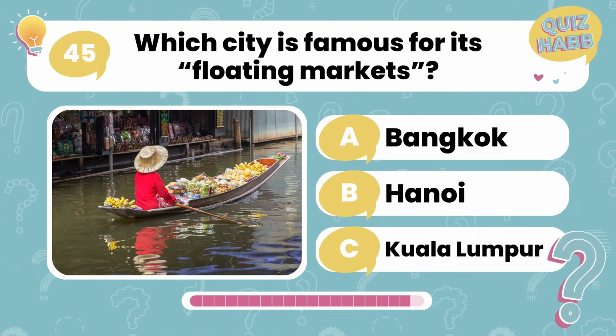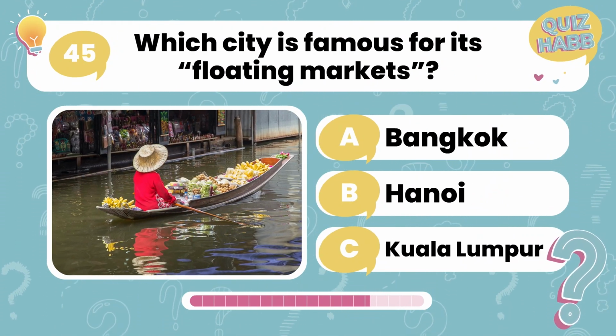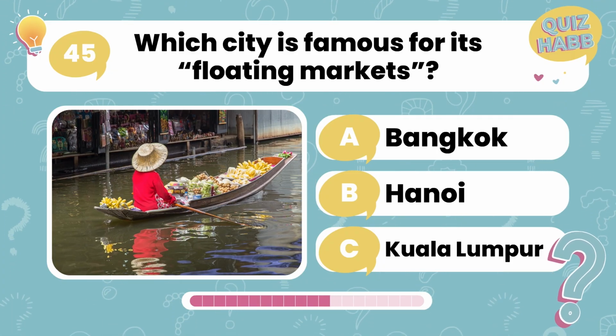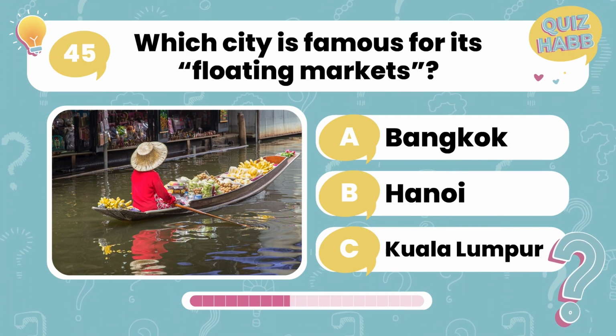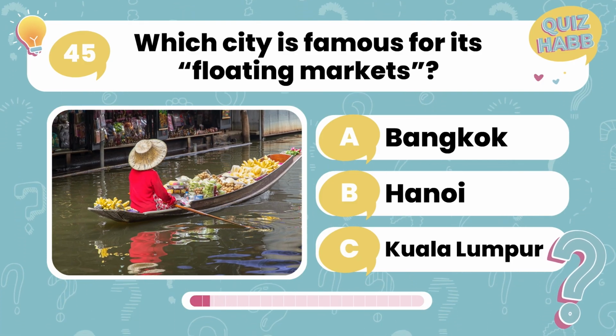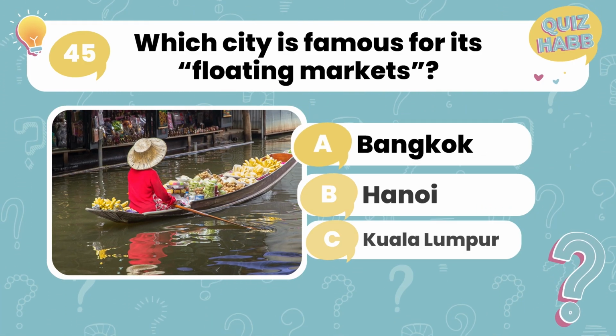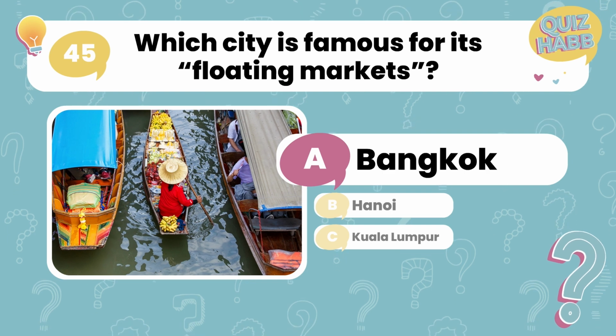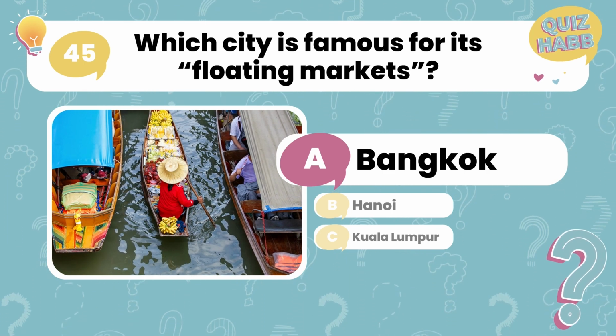Which city is famous for its floating markets? A. Bangkok. B. Hanoi. C. Kuala Lumpur. Correct answer. Bangkok. Boats sell fruits and goods directly on the water.